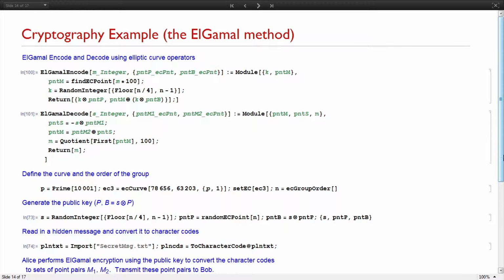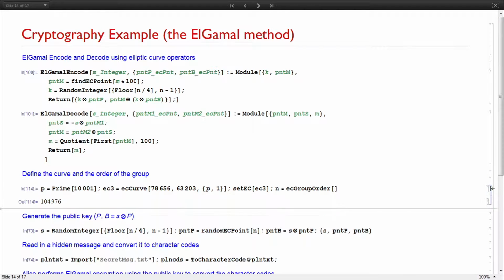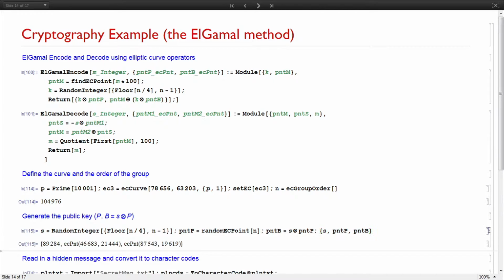And so what does this look like? I set up a field and figure out its order. And that order n, the number of points in this example, is an important parameter. I generate a public key. In this implementation, I pick a private number s, and then pick a random point and create s times that point. And s becomes the private key, and the two points become the public key.